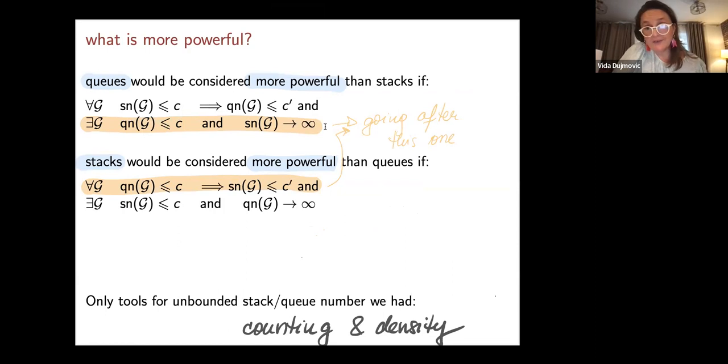Okay, so for that, first of all, I need to have a way to prove that some graph family has unbounded stack number, even unbounded Q number if my goal is to prove the other one.